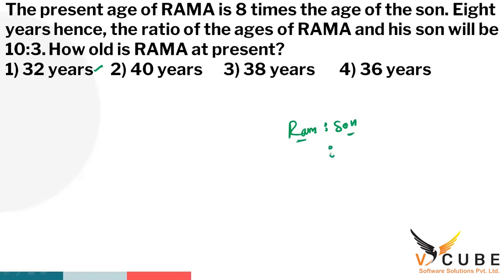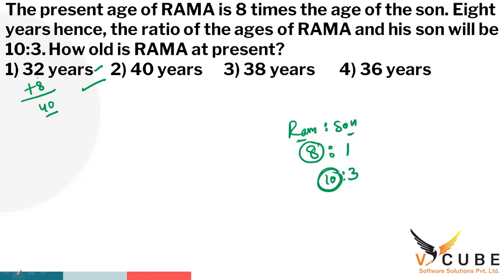Rama is 8 times the age of his son. The son's age we don't know. Let it be 1. Rama is how many times? 8 times. After 8 years, the ratio is given as 10:3. You can go through option verification. The first option is 32. 32 is a multiple of 8. So after 8 years, 32 plus 8, 40. 40 is a multiple of 10. That's why option 1 is the right answer. Clear, all of you?